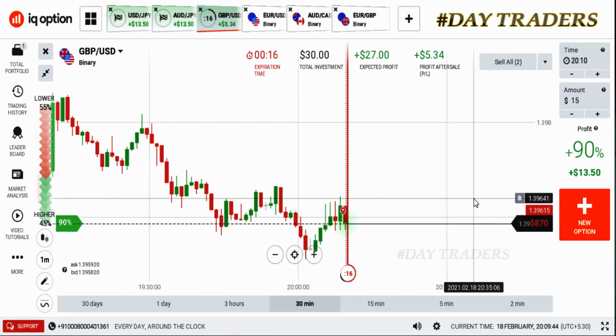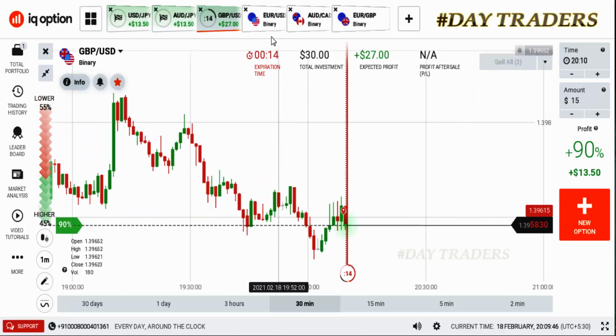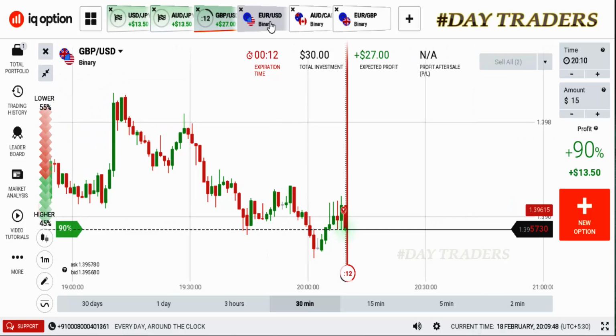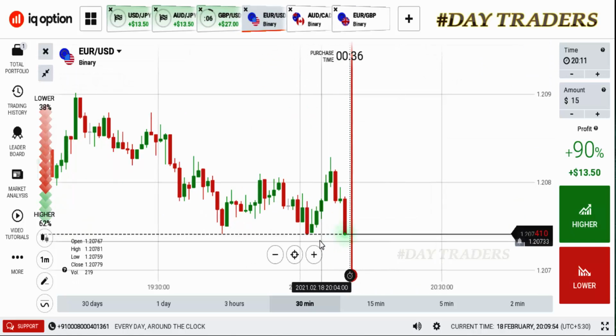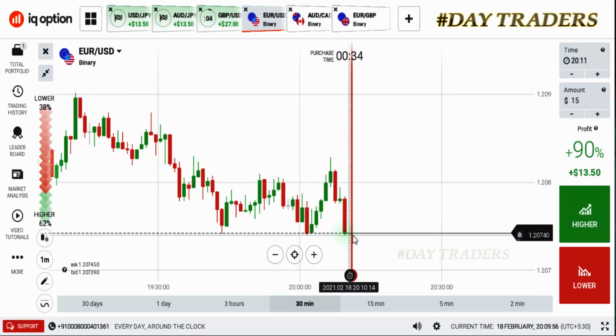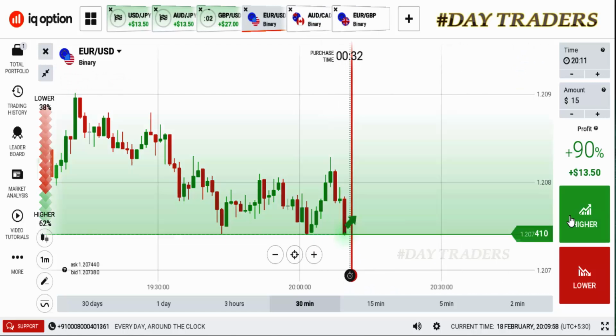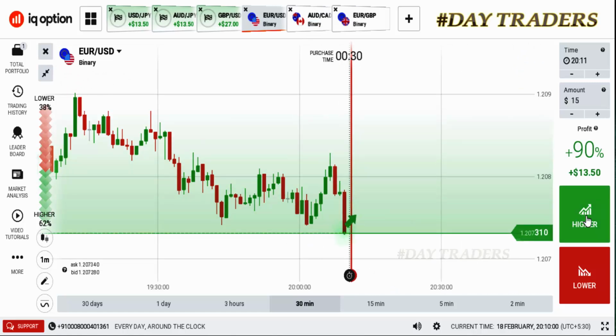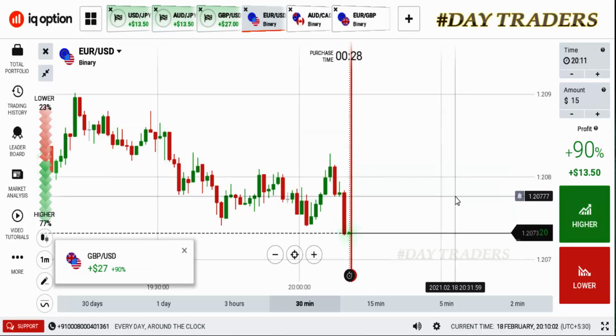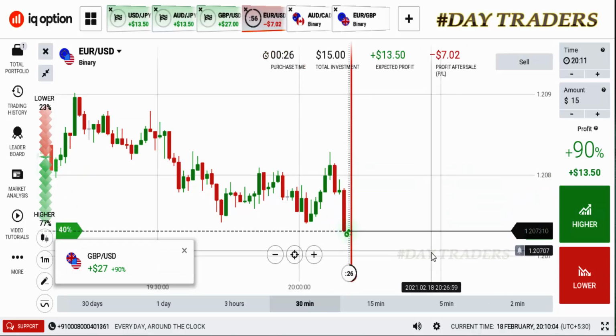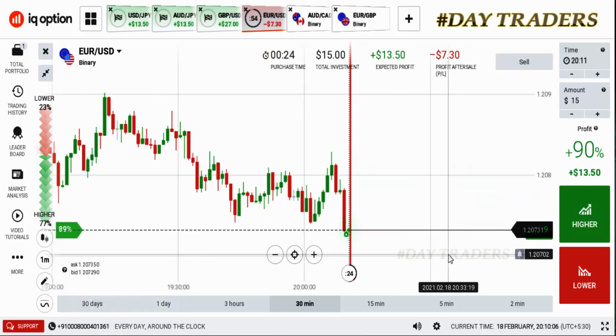Okay. Let's check the next pair. Maybe it will give a winning trade easily. Only 10 seconds. Okay, this is a very strong buyer. Okay, I will place a higher option. I'm expecting a retracement candle again.